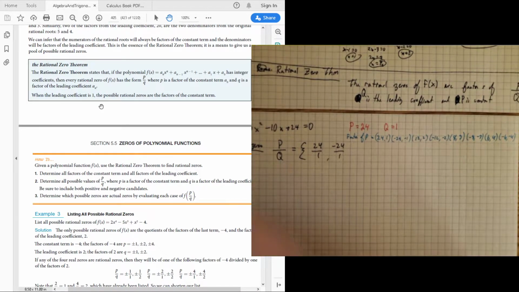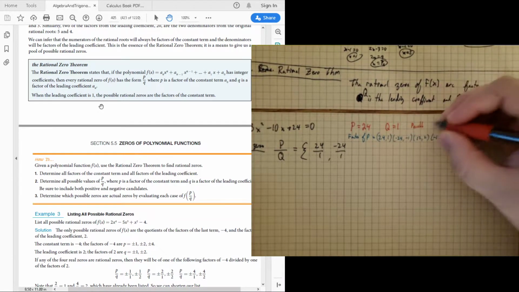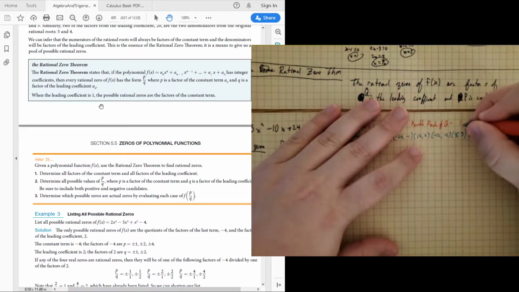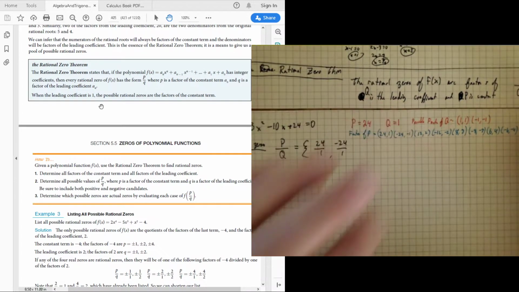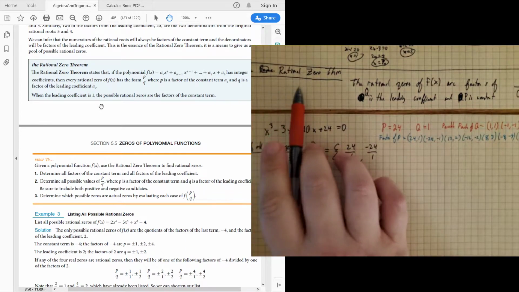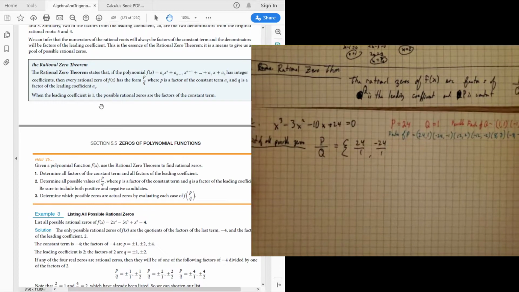On the other hand, q, its possible factors, would be 1 and 1, and negative 1 and negative 1. I'm not including decimals because, quite frankly, the decimals aren't worth it. They're not technically rational, and this is called the rational zero theorem. So let's take a look, shall we?